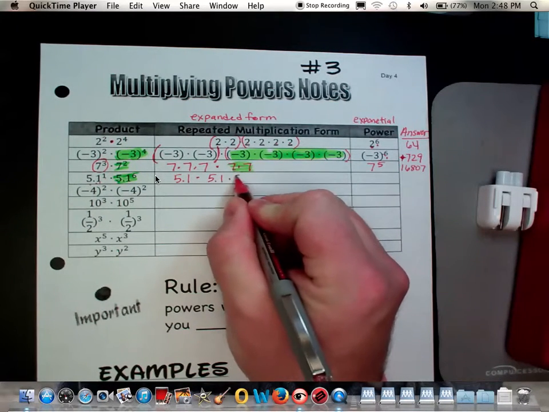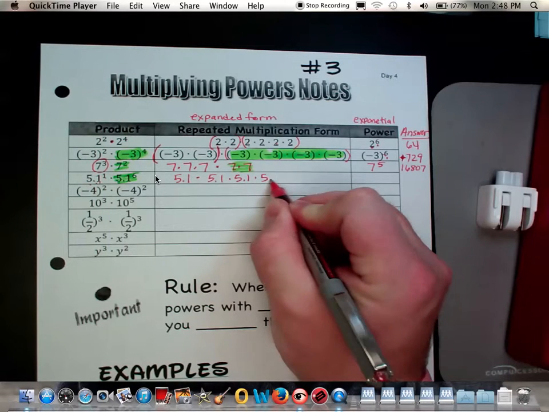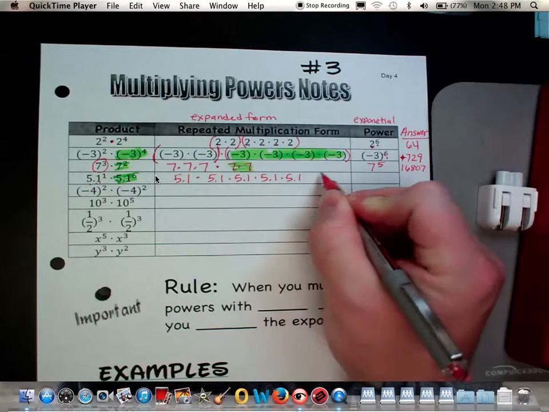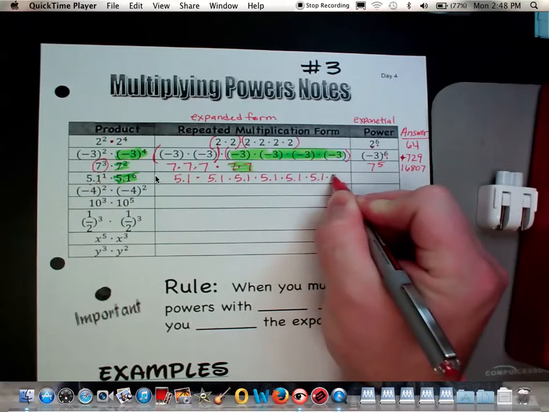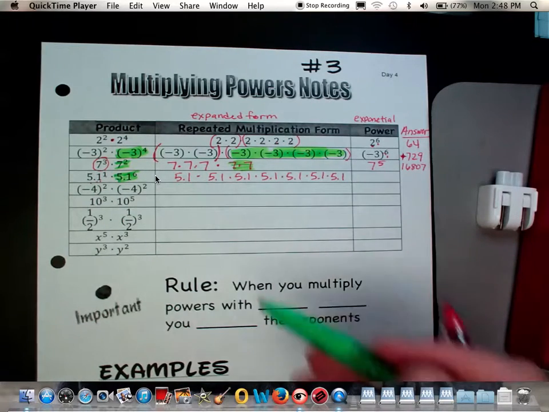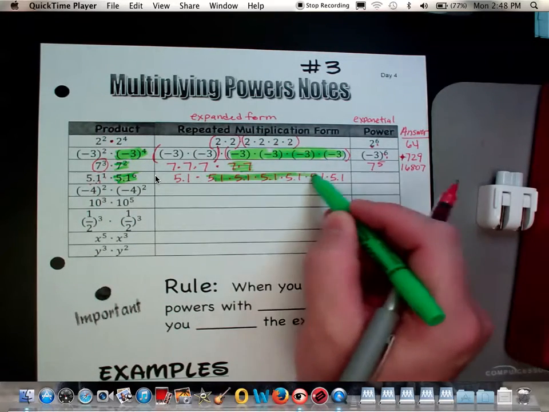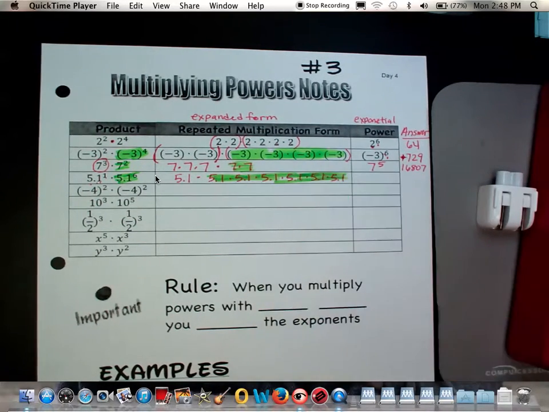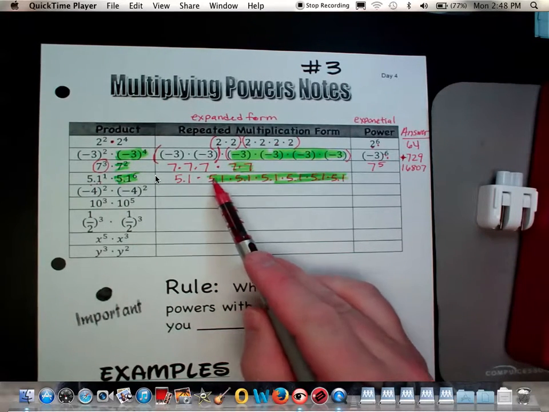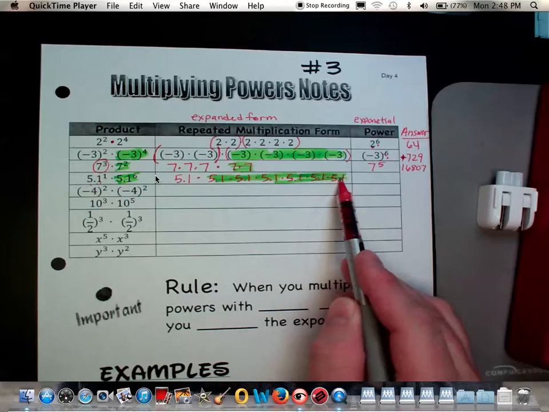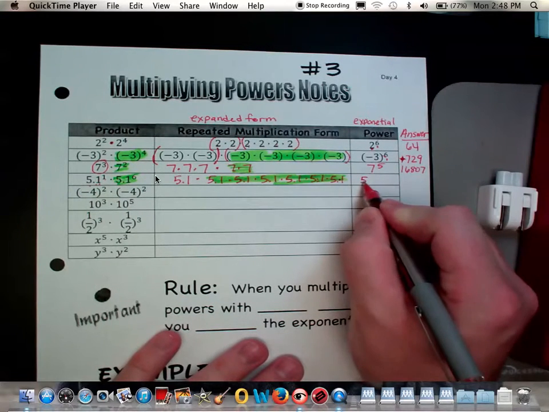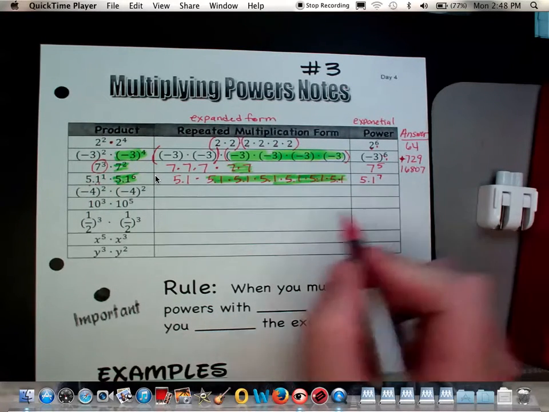5.1, 5.1, 5.1, 5.1, 5.1, and 5.1. There they are. There's 5.1 to the sixth power in expanded form. Now I just count them up. 1, 2, 3, 4, 5, 6, 7. So I get 5.1 to the seventh power.